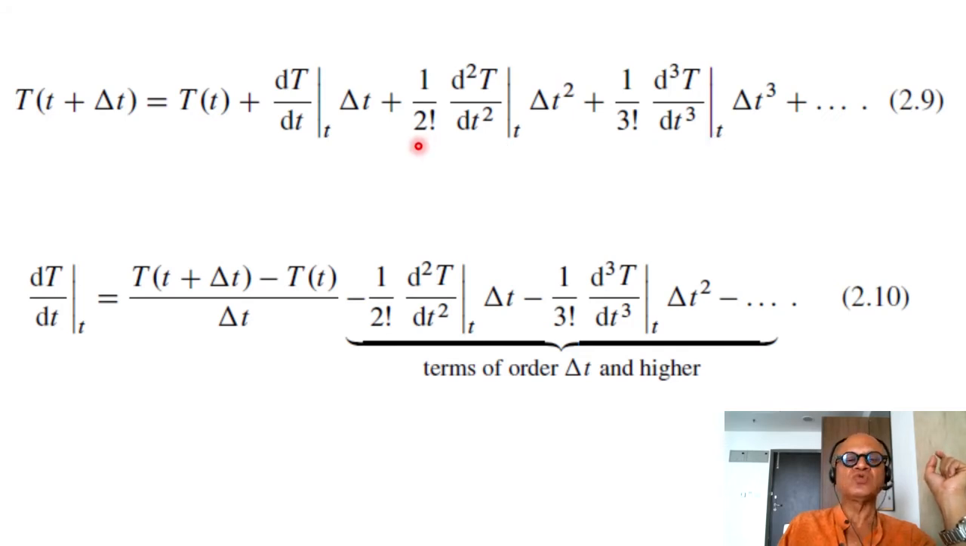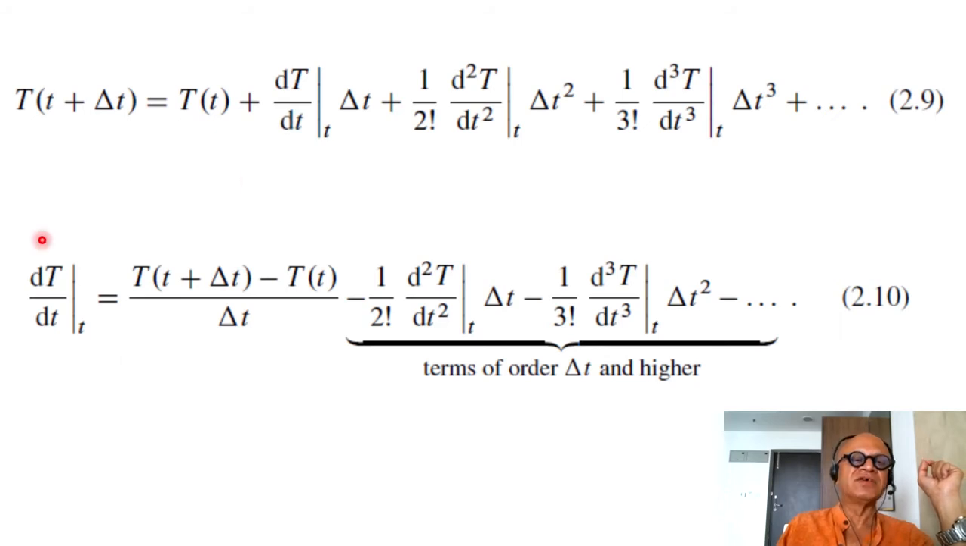As you drive delta t towards 0, you are going to basically get the exact solution, right? That's how derivatives are done. When we say dT dt, it's basically delta T divided by delta t, delta temperature divided by delta time, with delta time tending towards 0, right?